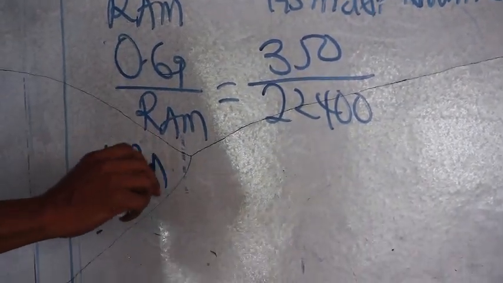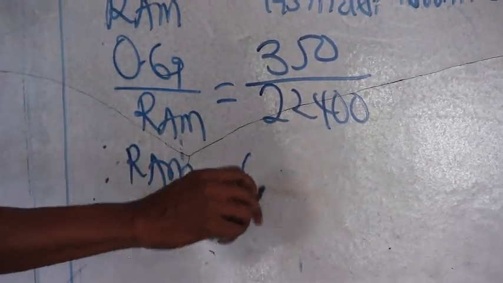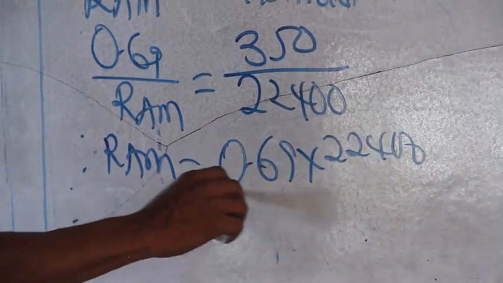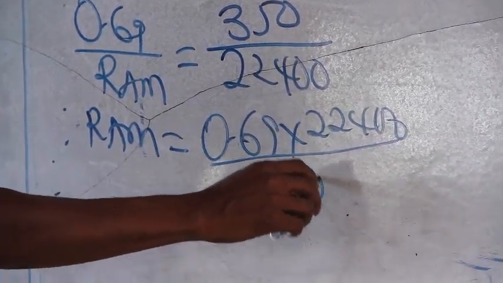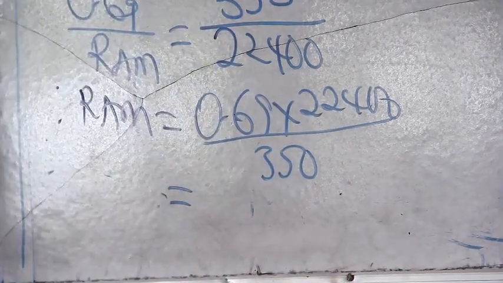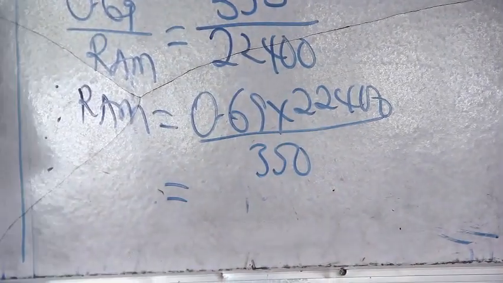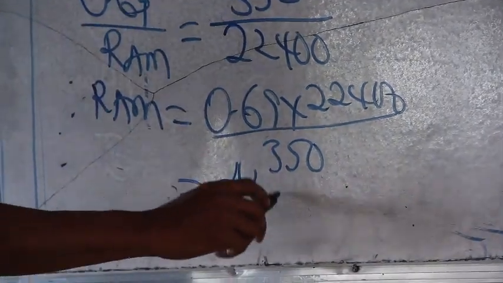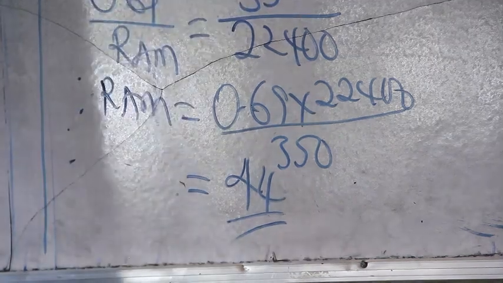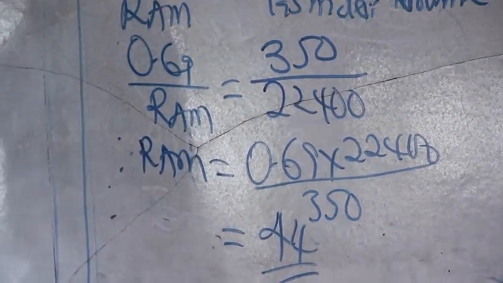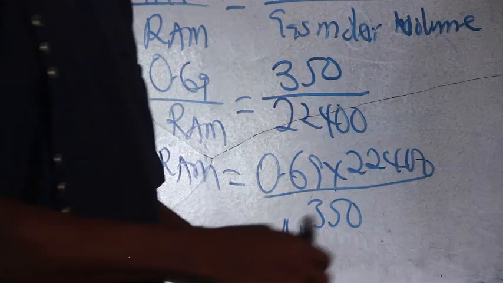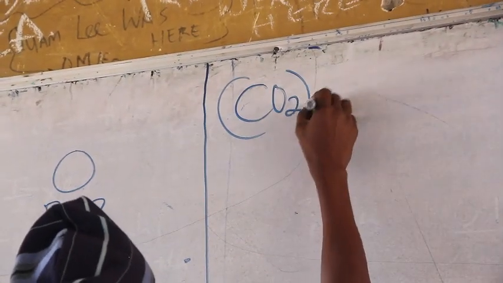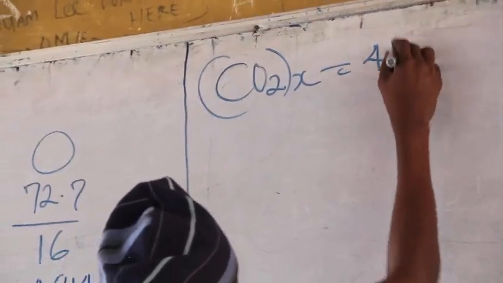Therefore, the relative molecular mass now is equal to 0.69 times 22,400 divided by 350. And this will give us what? 44. That is approximately 44. We can now determine the molecular formula of the compound. So here we have CO2 times x is equal to what? 44.